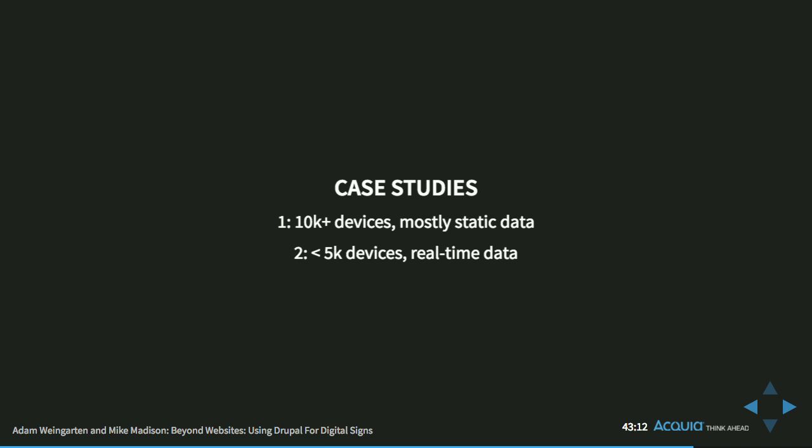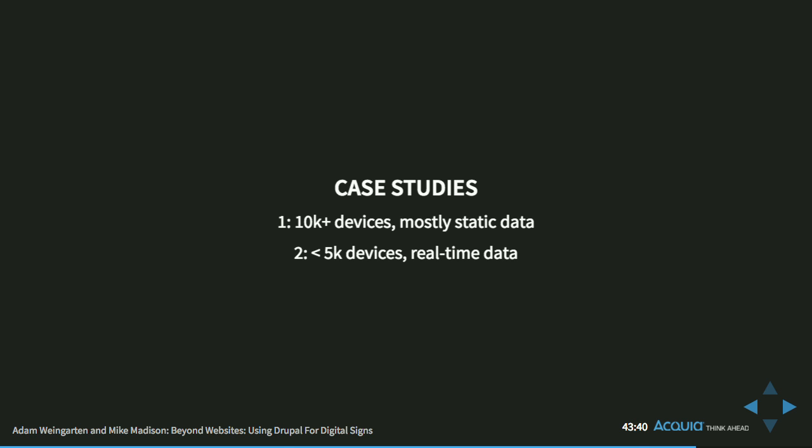The first one is lots of devices, like tens of thousands of devices. But in this model, they're mostly static data. We're going to download some data on them, and it's not going to change that frequently. The other one is not as many devices, only a few thousand, but all of those devices have to get data in real time. Thankfully, the methodologies and approach that we talked about today can get you most of the way to handling both of these scenarios.